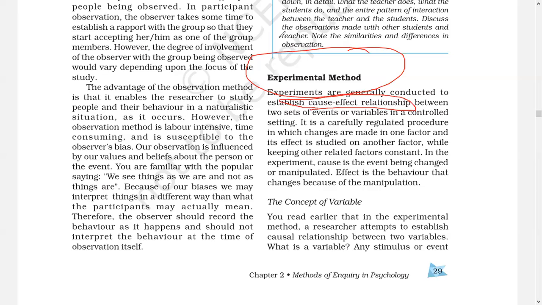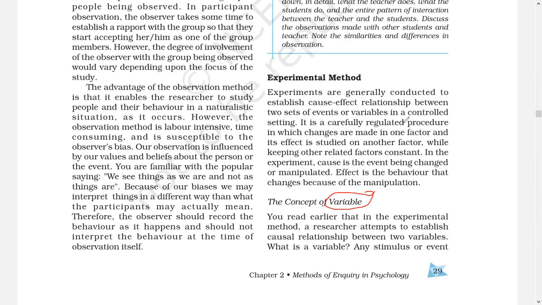We have seen, in observation, the naturalistic way of behavior and noted down the changes in behavior. Here, in experimental conditions, we will be introduced to the concept of a variable. Let us see what a variable is and how it plays a key role.